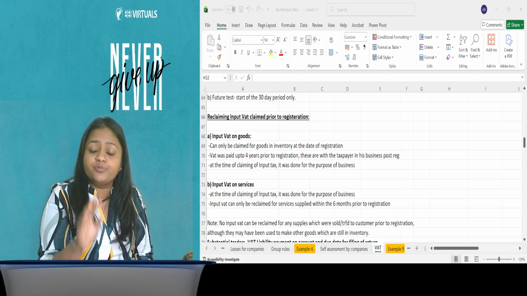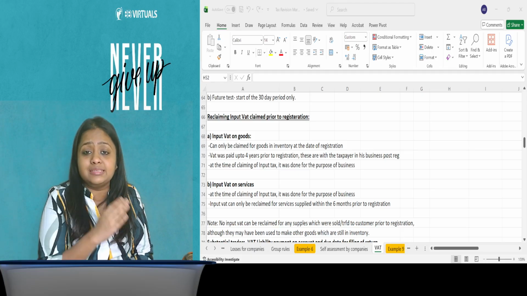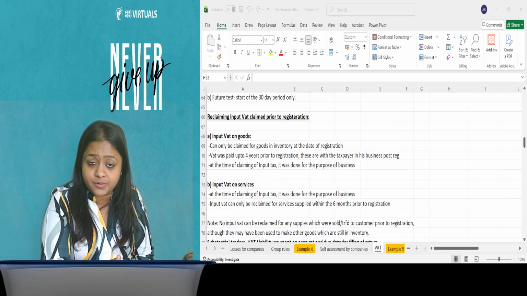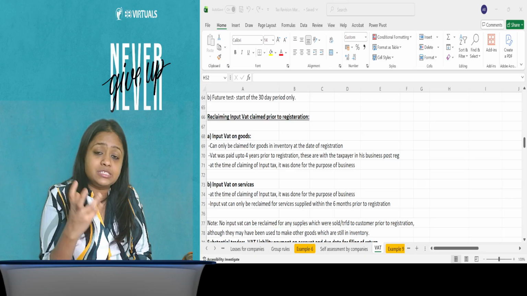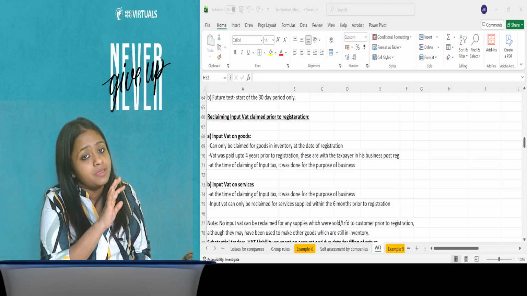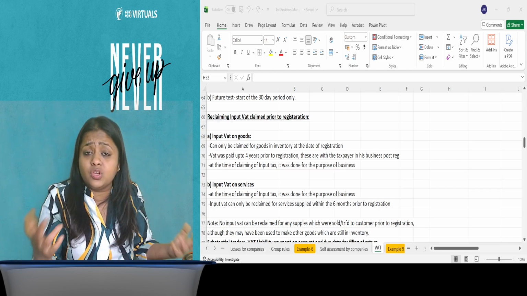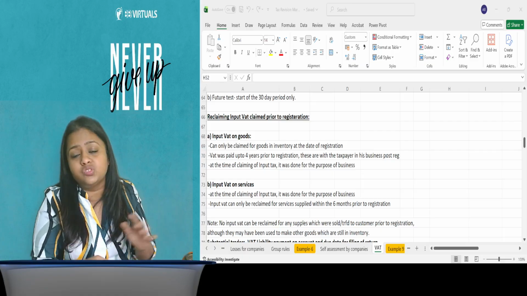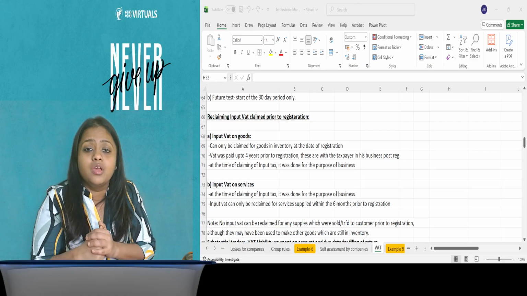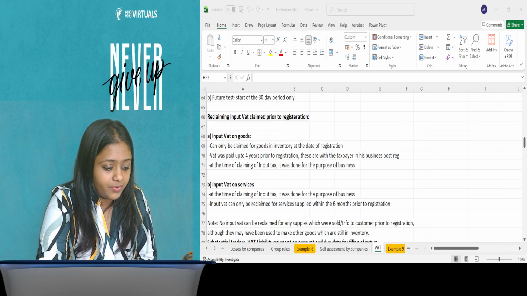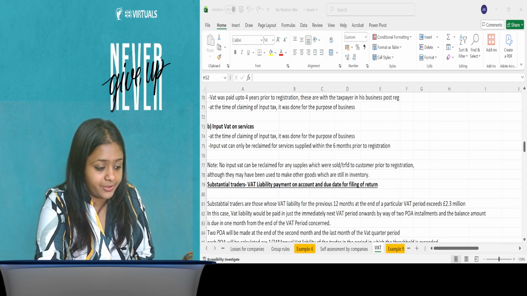Second, if services have been taken in the last 6 months prior to the date of registration, then input VAT on those services taken in the last 6 months can be reclaimed. That's all. And if there is any VAT on the goods that is sold, then that is not going to be reclaimed. Only the stock goods we check. Okay, only the goods which are in stock we check.